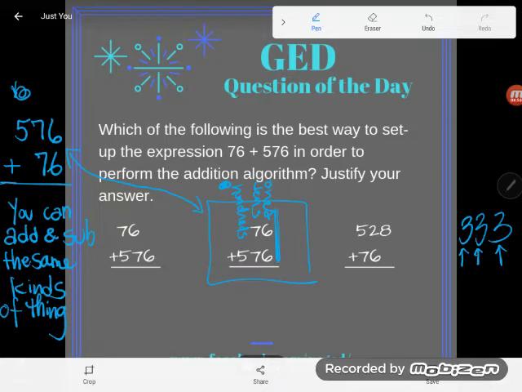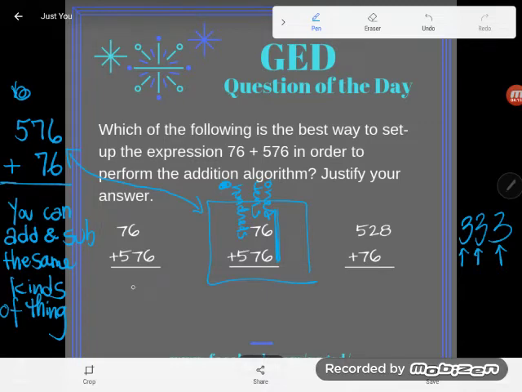Now let's go ahead and add it. Might as well. We're here already. The correct answer to this was the middle one. Why? Because I had everything lined up according to place value. Okay, that's the answer. But let's go ahead and add it and think about what happens.